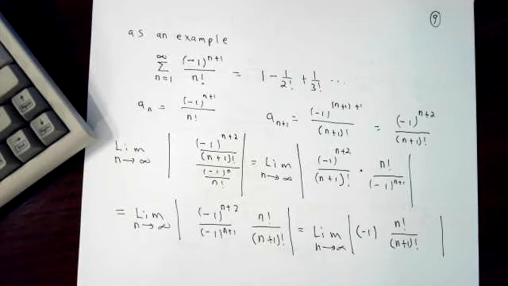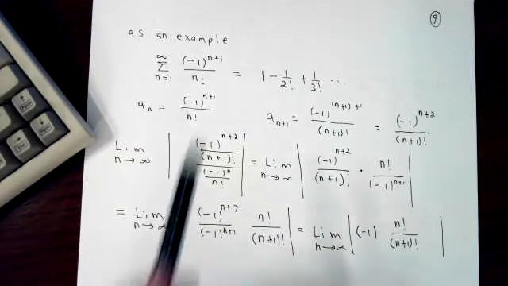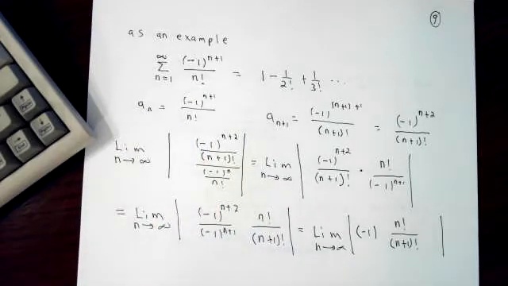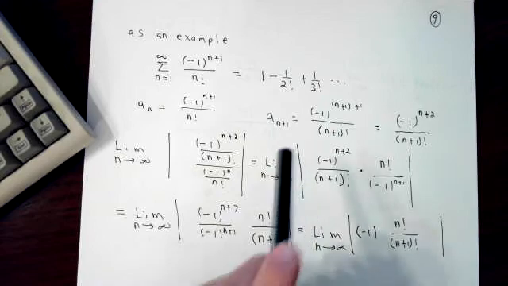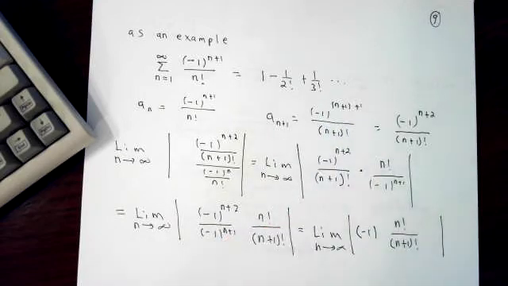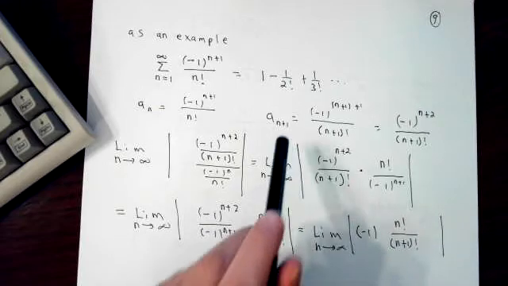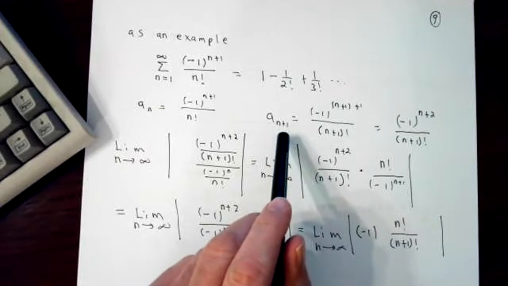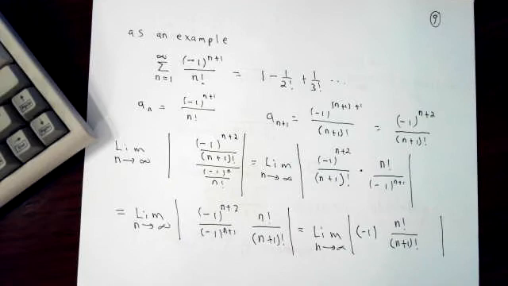Upstairs, I'm going to raise negative 1 to a power. The power is going to be 1 more than the index. So a number n plus 1 will be negative 1 raised to a power, but it's not n plus 1, it's 1 more than n plus 1, because n plus 1 is the index. On the bottom, I'm going to take the factorial of something, but it's not n, it's n plus 1.